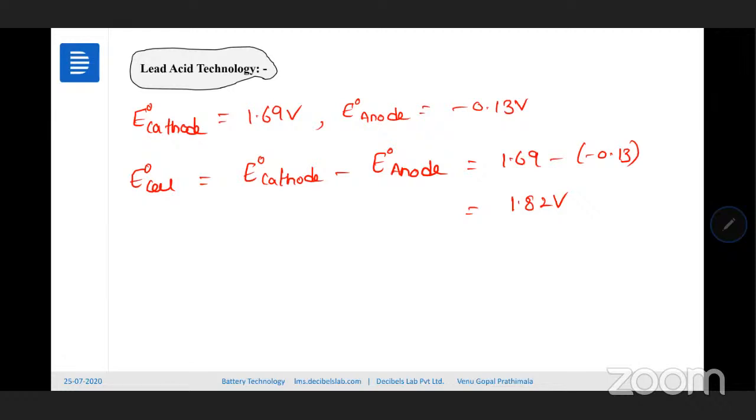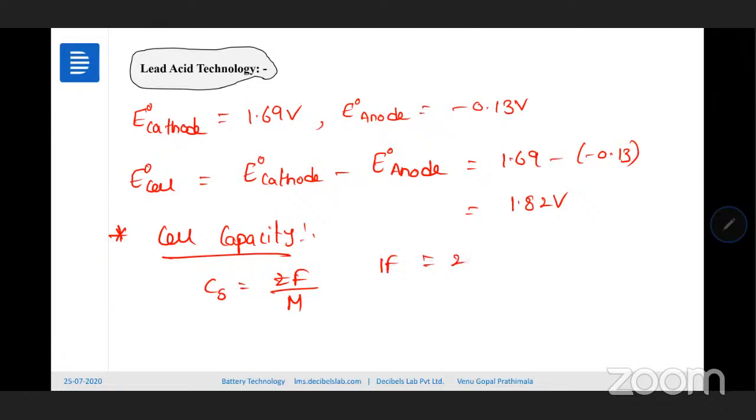So how to calculate the cell capacity? Last week we discussed the cell capacity and how to derive it. It is just ZF by M, where Z stands for the number of electrons participating in the redox reactions, redox meaning reduction and oxidation reaction, F stands for Faraday's constant, and M stands for molar mass. One Faraday constant, F, equals 96,500 coulombs, which is equivalent to 26.8 amp hour. If we use 96,500 coulombs, the value comes in coulombs; if we use amp hour, it comes in amp hour per gram.